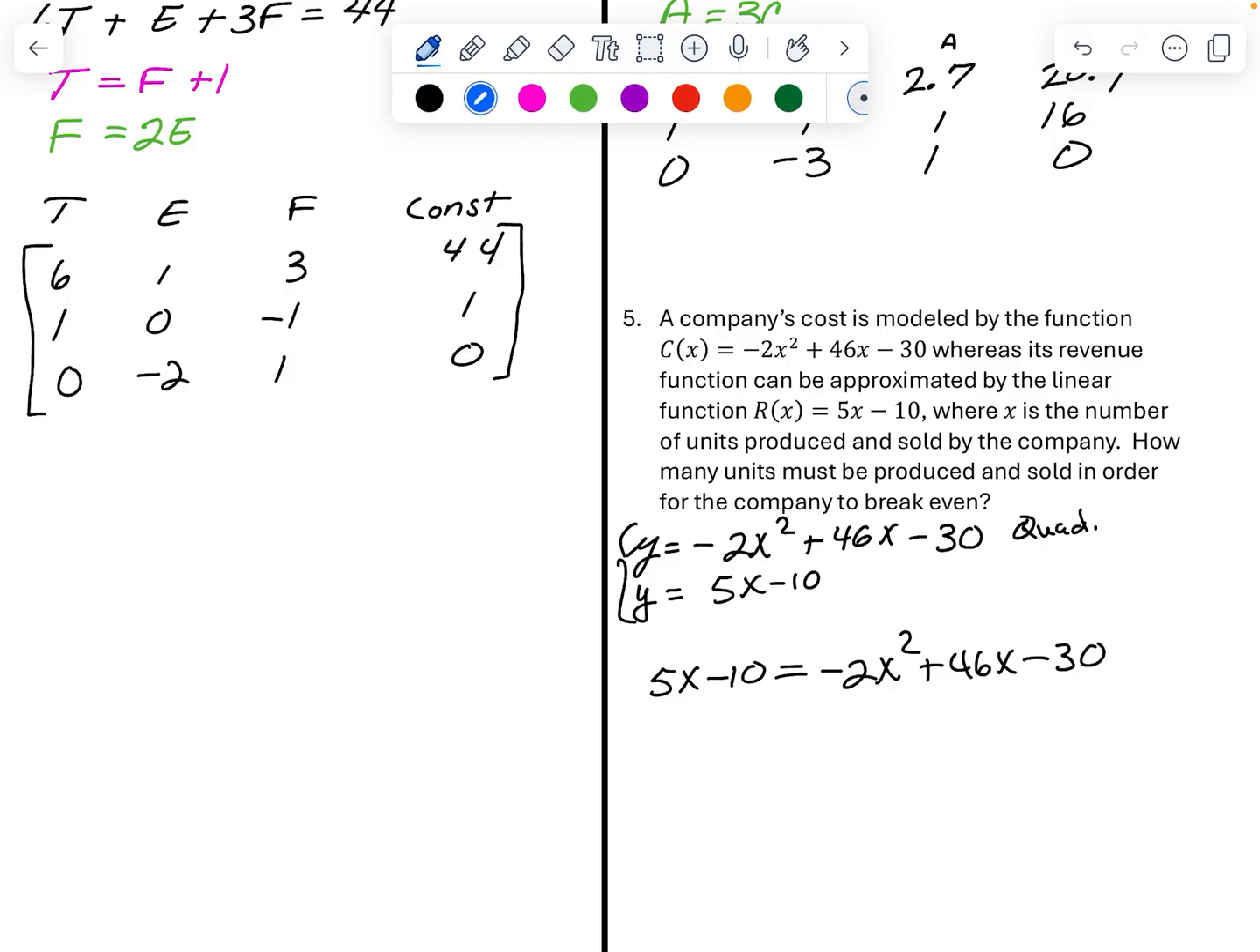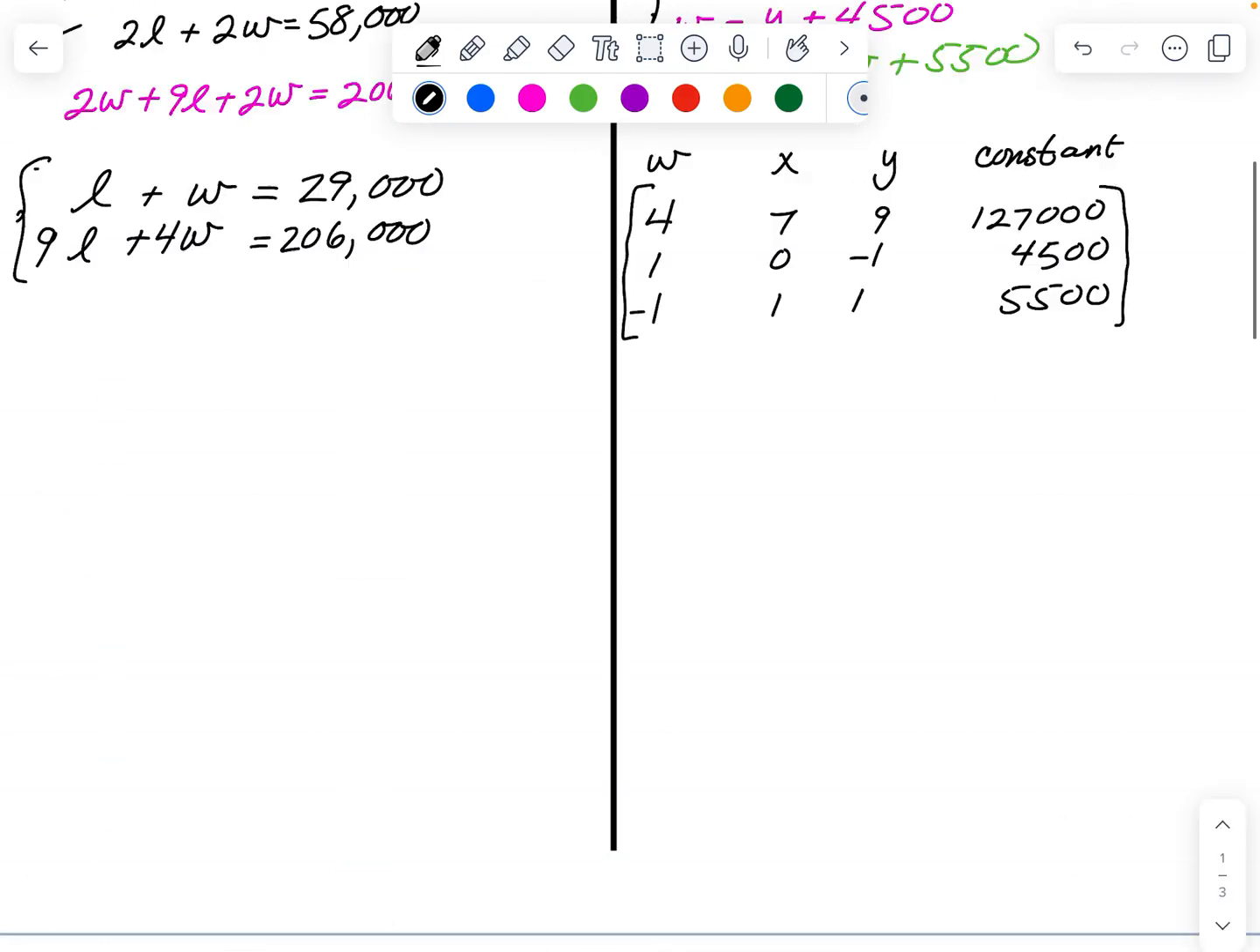And then I would take all of this and move it to the other side. That would give me 2x squared, negative 46 and 5 is negative 41x, 30 minus 10 is 20, equals 0. And then I probably use Desmos at that point. Okay, so those are them all set up. If you want, I'll show you how I would do them.